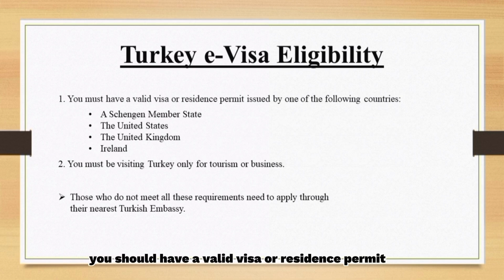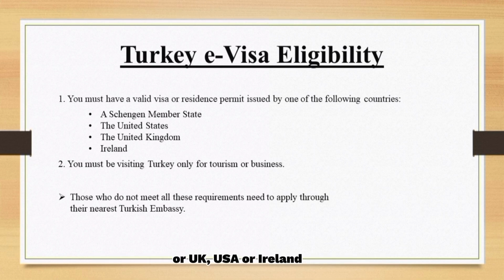You should have a valid visa or residence permit, which is also called biometric residence permit (BRP), like student visa, dependent visa, work visa from any of the following countries. Countries from Schengen area. There are 27 countries as of today in Schengen, or UK, USA, or Ireland.